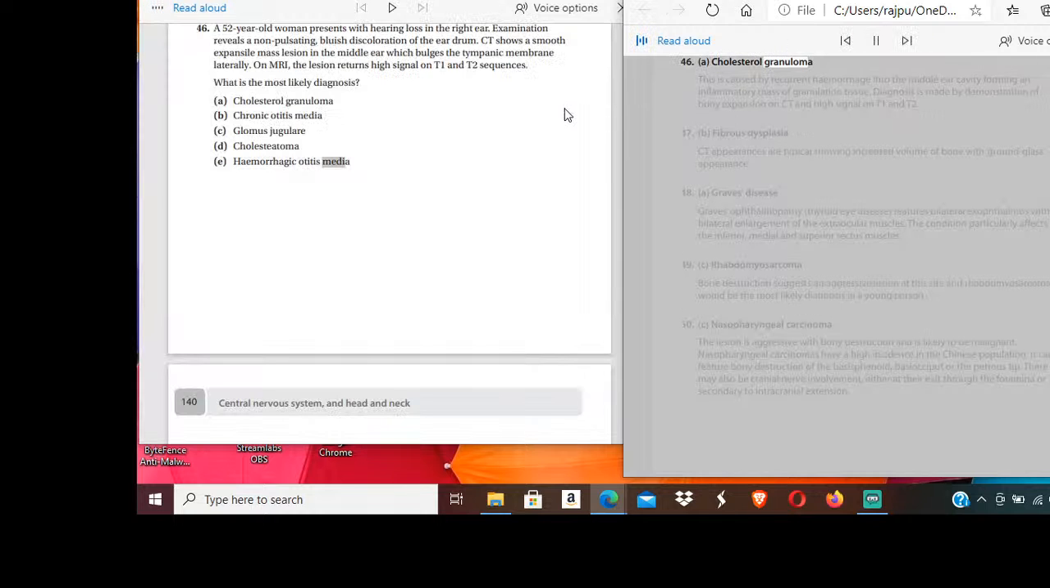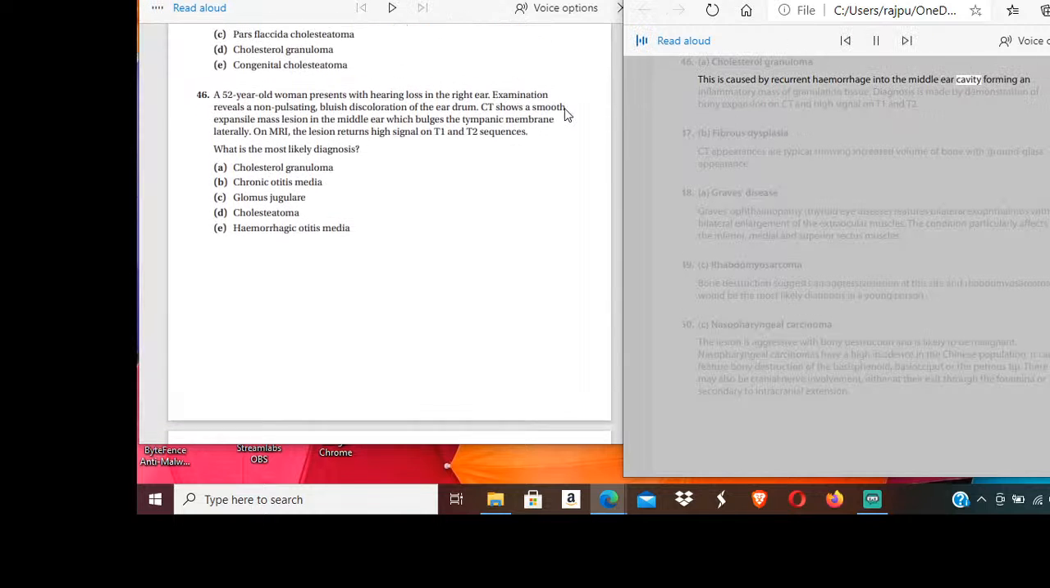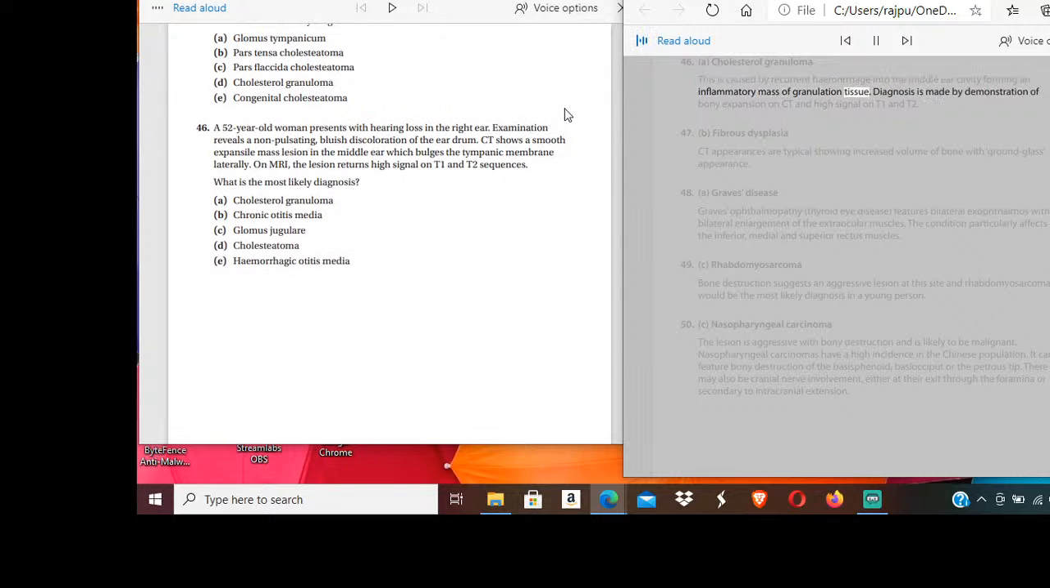46. A. Cholesterol granuloma. This is caused by recurrent hemorrhage into the middle ear cavity forming an inflammatory mass of granulation tissue. Diagnosis is made by demonstration of bony expansion on CT and high signal on T1 and T2.